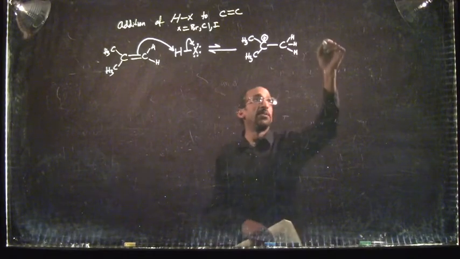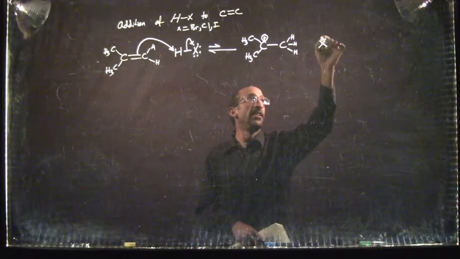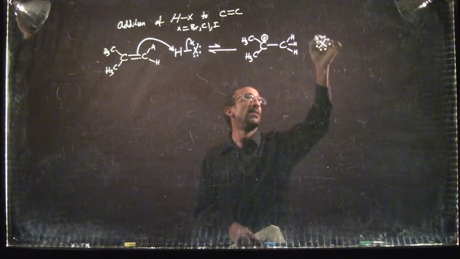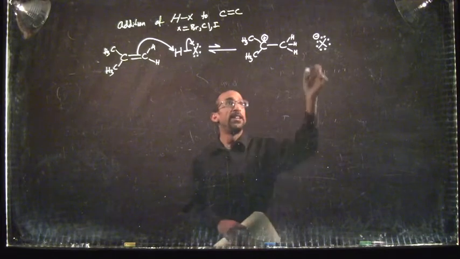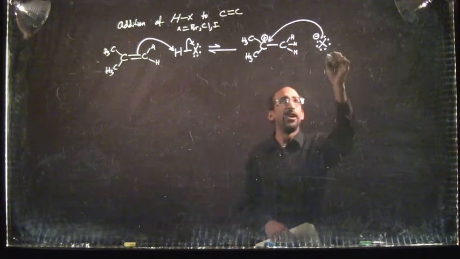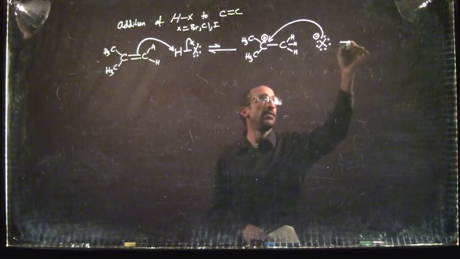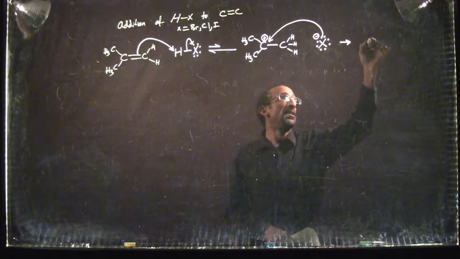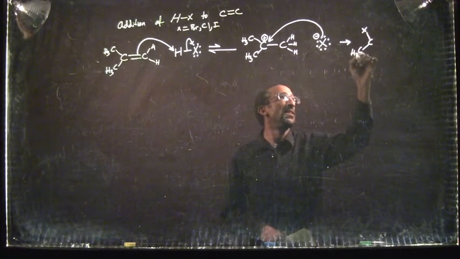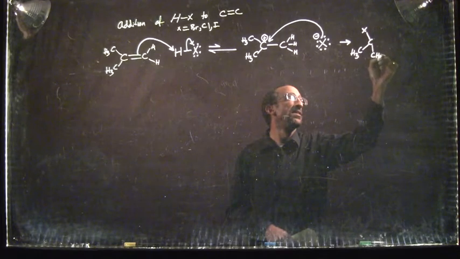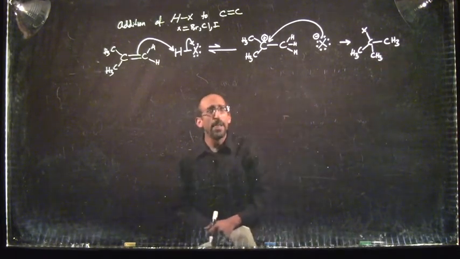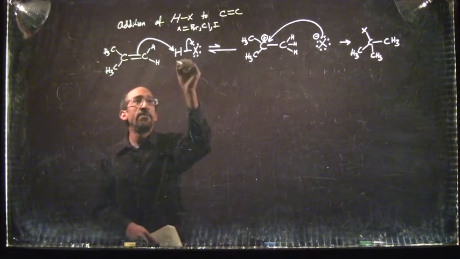We have simultaneously generated X minus, which can now, in a second step, react with that carbocation to give our final product, an alkyl halide. Okay, so again we see here we have obeyed Markovnikov's rule.